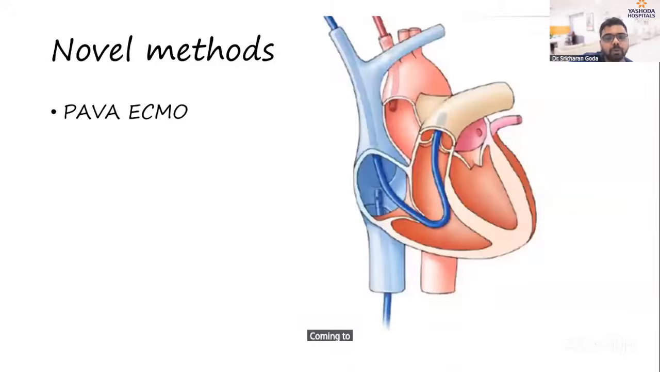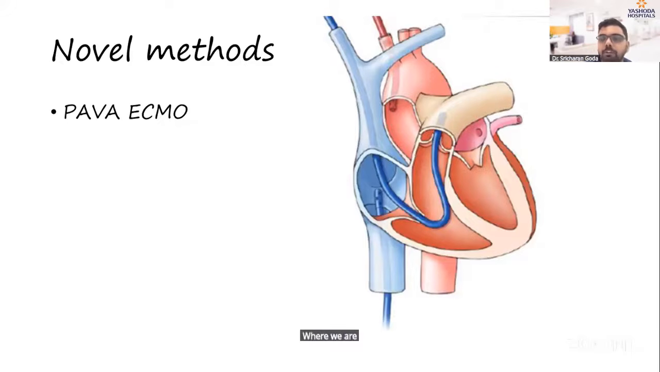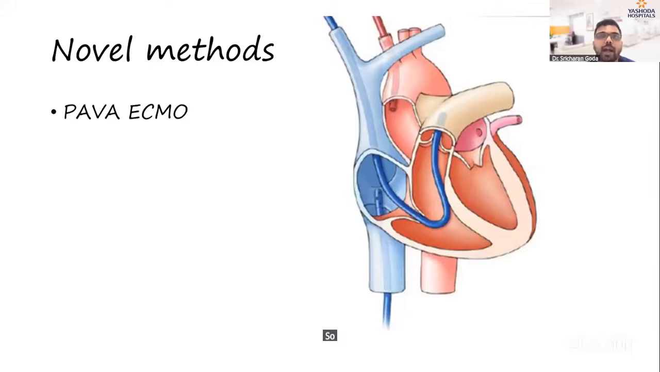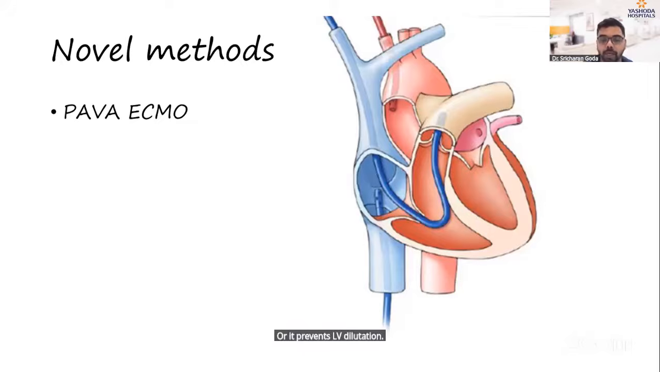Coming to the PAVA ECMO. So this is if we are draining the pulmonary artery. This can be a percutaneously placed pulmonary arterial ECMO, or it can be a surgically placed pulmonary arterial ECMO, where we are draining the blood essentially from the RA, and we are also draining the blood essentially from the PA, thus reducing the LA preload, and thus reducing the blood flow to the LA and decreasing the LV preload. So adequate drainage of the pulmonary artery can also provide us with a reasonably good LV venting, or it prevents LV dilatation. I'm actually using venting and unloading quite interchangeably.